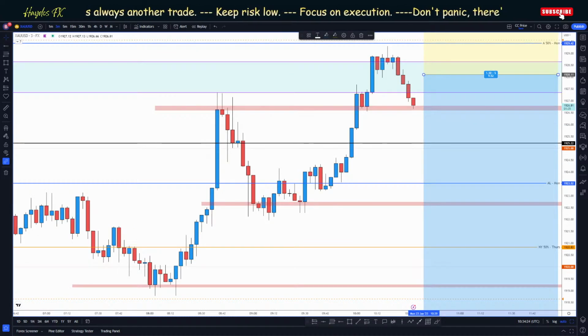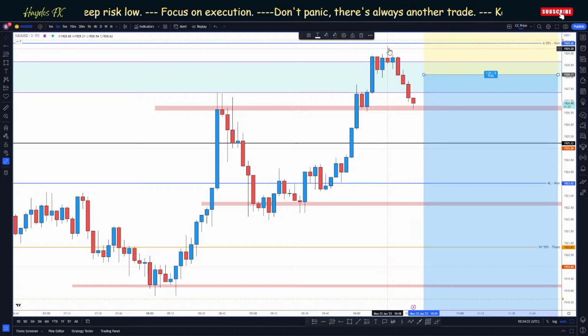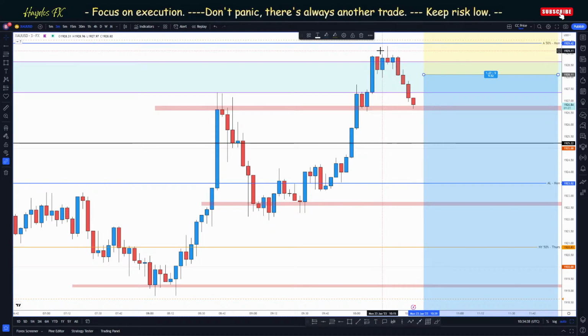Okay, I want to see this now pull back. Just give me a bounce from here so I can get in, because I didn't take it from up here. It was 1 pip away from that Asian 50.